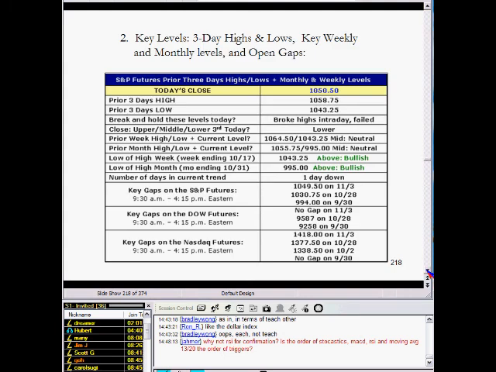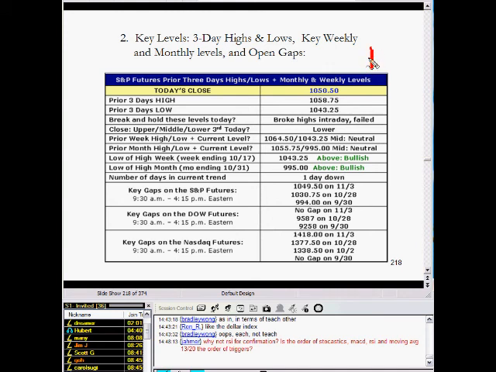All right. Now, here are some other key levels that I look at before each trading day. One of the things you can look at on the S&Ps to determine whether we're in a trend or just in a consolidation period is the prior 3 days high and the prior 3 days low. So, here's today, let's just call this Friday.